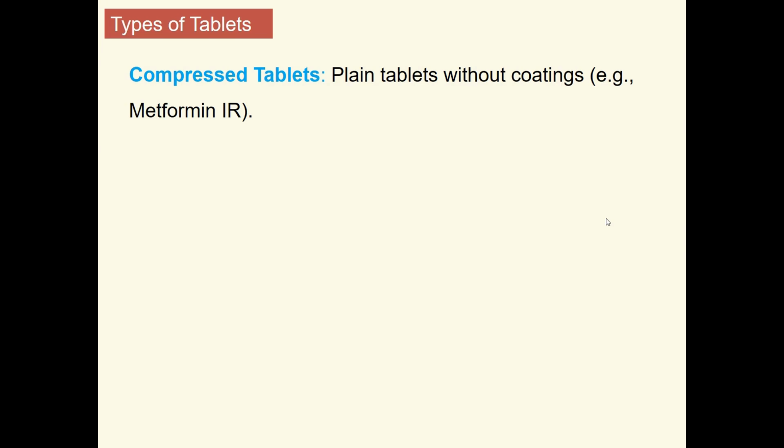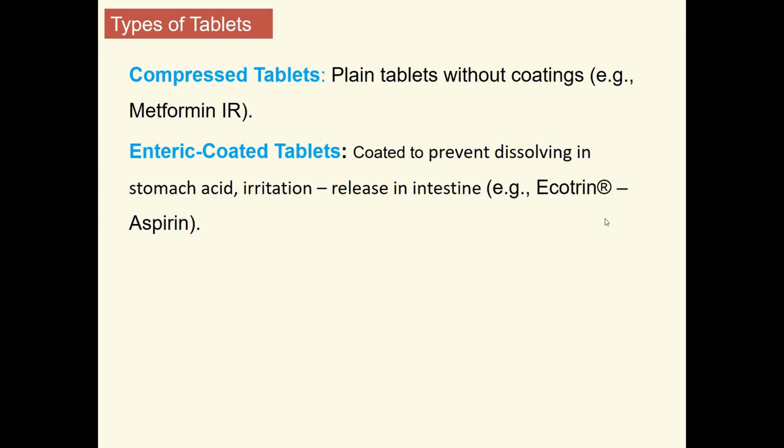Compressed tablets are plain tablets without coating. Generally, they're designed to release immediately. Example, metformin IR. Next, enteric-coated tablets. These are coated to prevent dissolving in stomach acid or to prevent stomach irritation, and these drugs are coated or formulated to release in the small intestine. For example, Ecotrin, or enteric-coated aspirin.